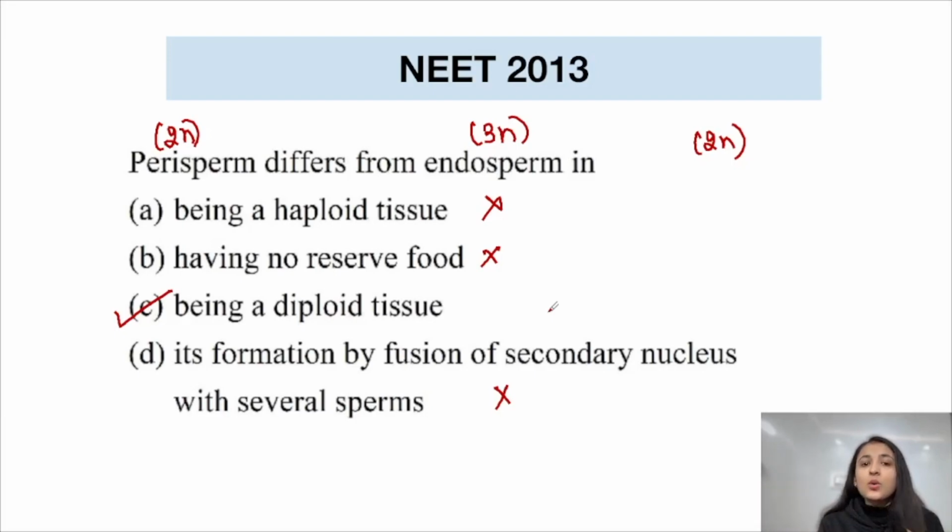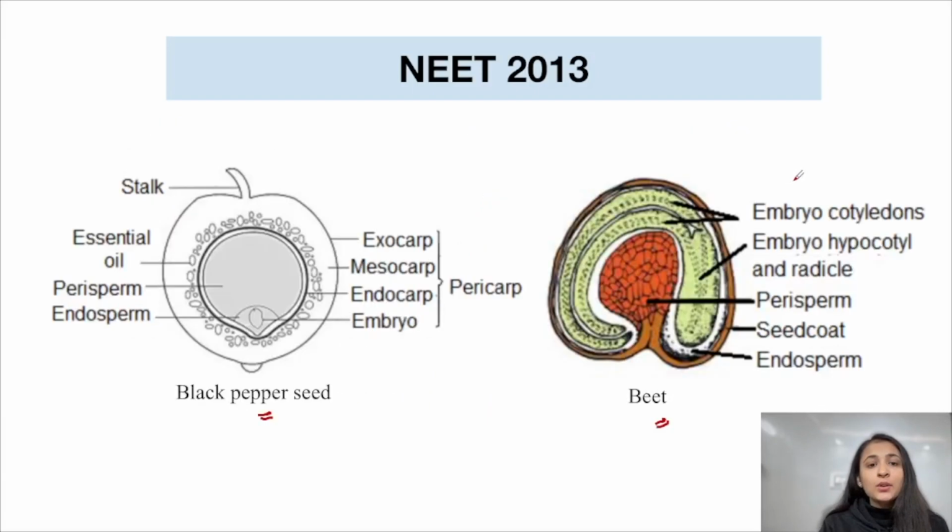One of the male gametes has already fused with the egg cell. The second male gamete goes and fuses with the secondary nucleus in order to form a triploid endosperm nucleus, which will lead to the formation of the endosperm. So the correct answer here is option number C. Perisperm differs from endosperm in being a diploid tissue. So let us move forward now.